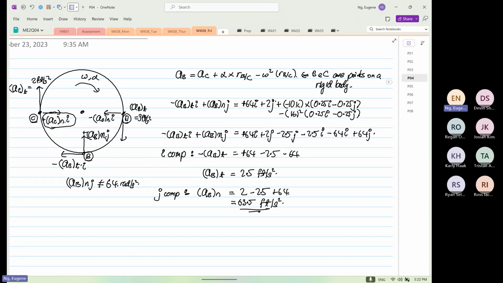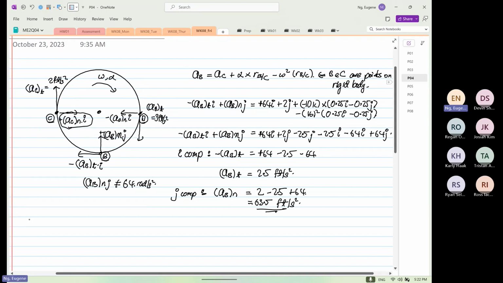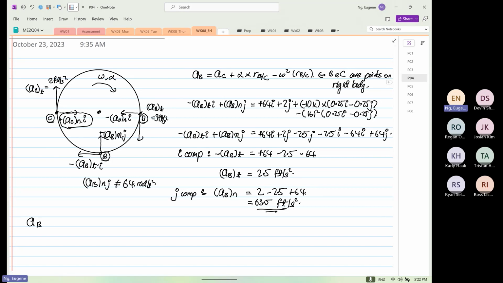So if we are going to calculate the magnitude, aB in fact is equal to what? 2.5 squared plus 63.5 squared, square root, is equal to 63.55.